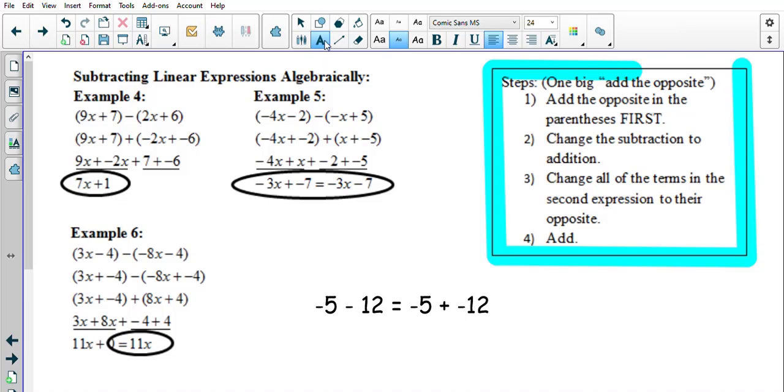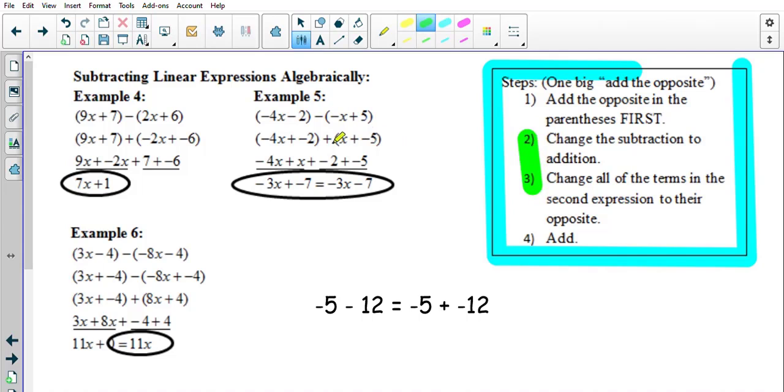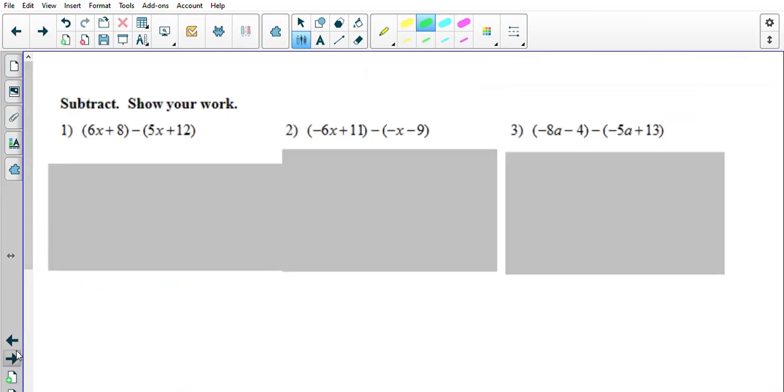Now, I will point out that I combine steps 2 and 3 together. I definitely do not combine 1 and 2 together, or 1, 2, and 3, but I do combine 2 and 3 together. So I change the subtraction to addition and each term in the second set of parentheses to its opposite in the same step, and I would encourage you to do that as well. All right, let's get right into our examples. So number 1, and there's some typed up for you as well. Feel free to look through those, but I think we can spend our time more efficiently looking through the examples that we need to do together.